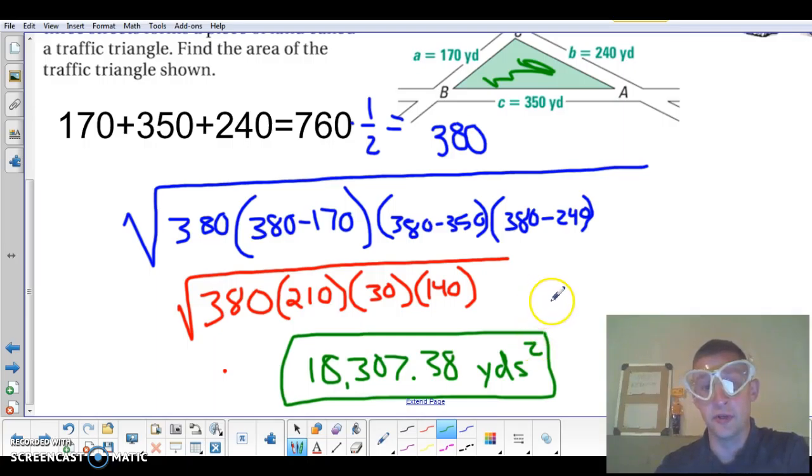So now you've got your choice. You can use a little bit of trig and sine, or you can use Heron's area formula. It just depends on what you prefer.